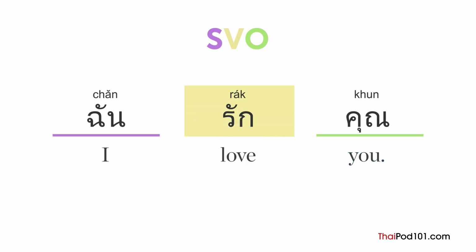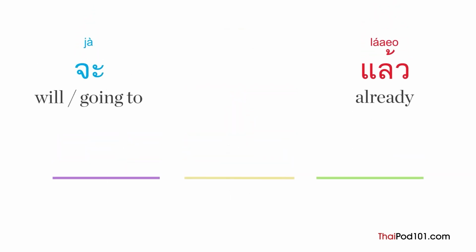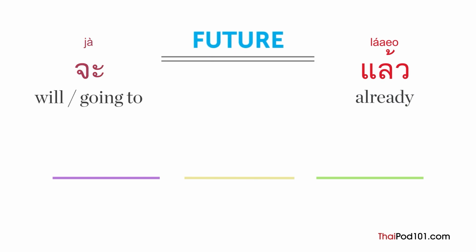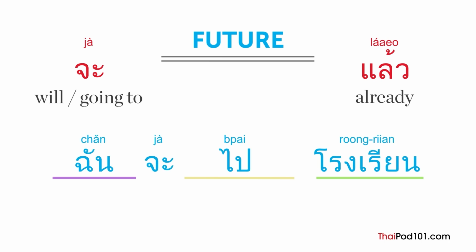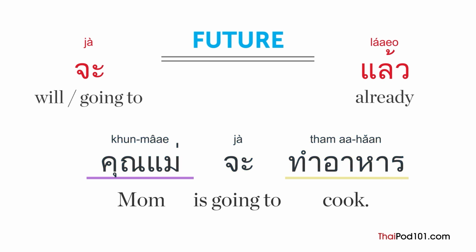Thai verbs don't change their form for tense. Instead, tenses are indicated mostly by context or with the use of words like จะ, will or going to, and แล้ว, already. So, if you want to talk about the future, you just add the word จะ in the sentence. ฉันจะไปโรงเรียน, I will go to school. คุณแม่จะทำอาหาร, Mom is going to cook.